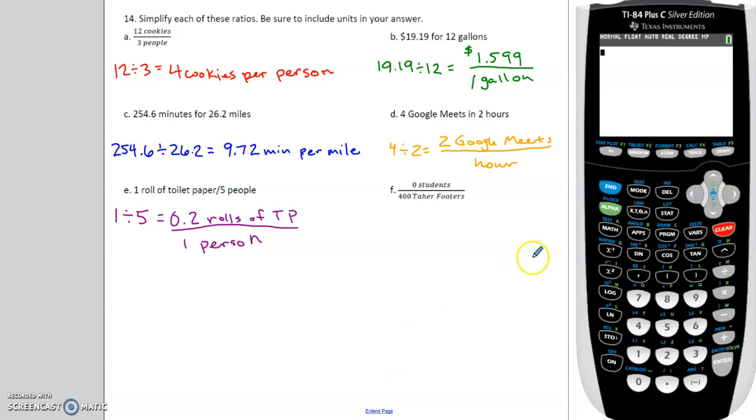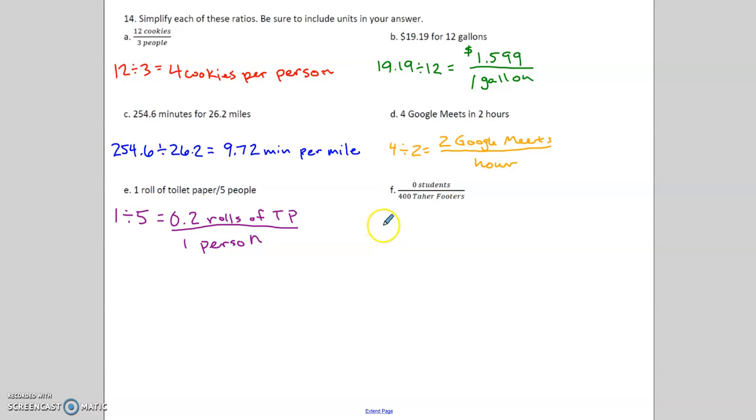But I really wanted to make sure we talk about the last one because you can still simplify this using these same strategies. In the last one, we did numerator divided by denominator to get 0.2. For this one, we should do 0 divided by 400, which is 0. Yes, this can be simplified. You should do 0 divided by 400, and it should be 0. And your label is 0 students per footer, because there are no students for each footer.